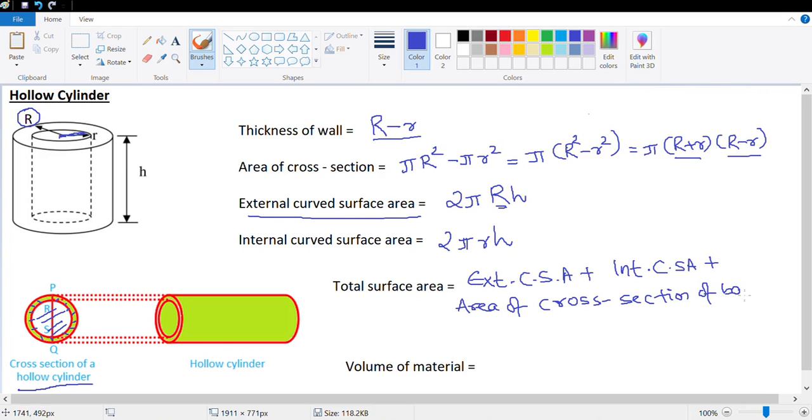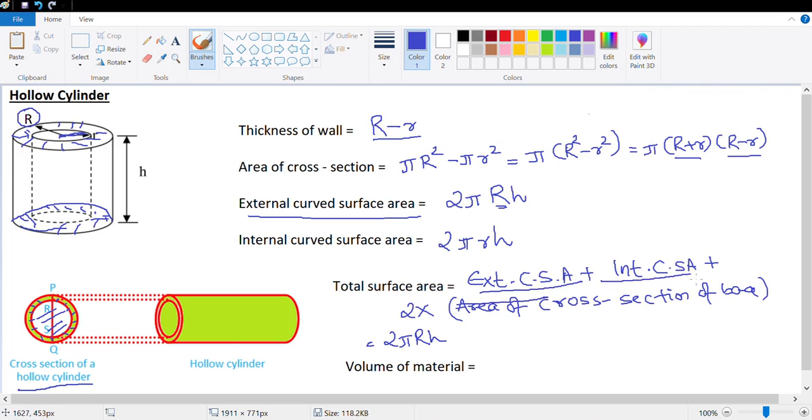So this is again the same, which means 2 times the area of cross section of the base. So if I draw the base here, the circle at the base and the circle at the top will both be exactly the same, pi capital R square minus small r square. So this would be equal to 2 pi r h. That's the external curved surface area.